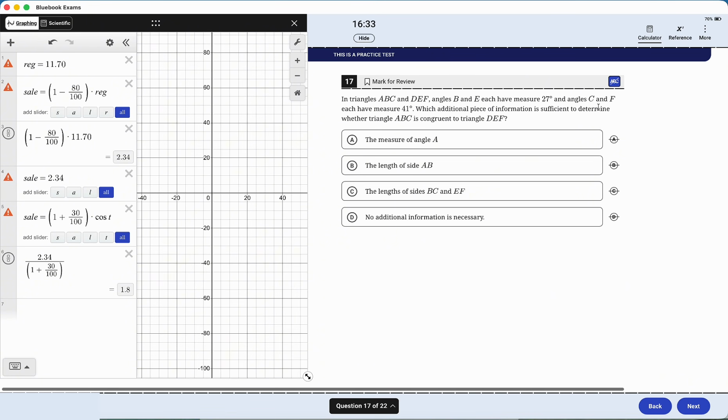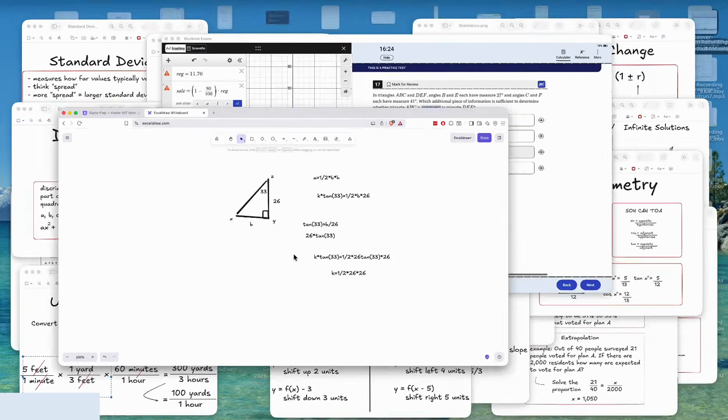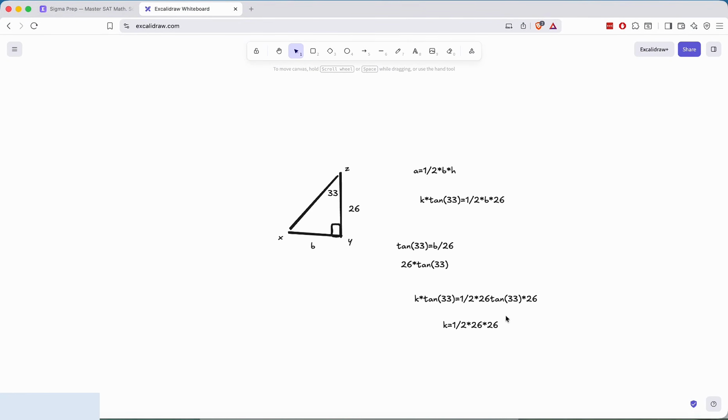Next one here: triangles A, B, C, D, E, F. B and E have a measure of 27 degrees, C and F have a measure of 41 degrees. Which additional pieces are needed to determine whether they're congruent? Okay, so yeah, let's sketch this out, right? Again, geometry is where we sketch this out.